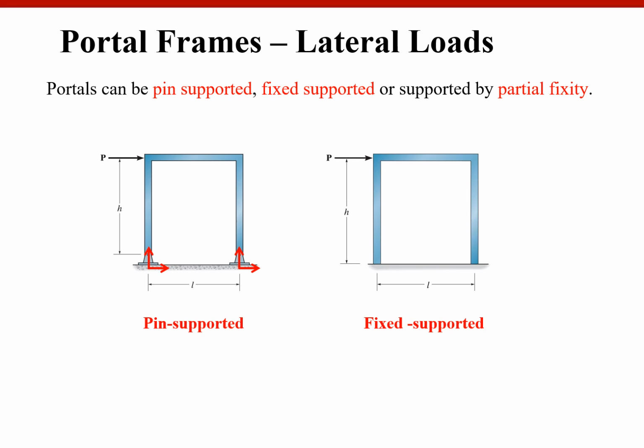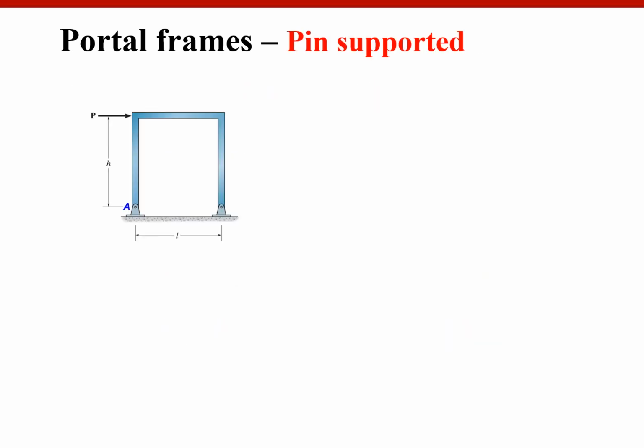So again, we have three equilibrium equations. So in this case, we need one assumption or one approximation required. Okay, and if it's a fixed support, then each support will have three unknown reactions. In this case, we are going to need three assumptions. When you have a portal frame with pin support, we are going to have two unknowns at each support.